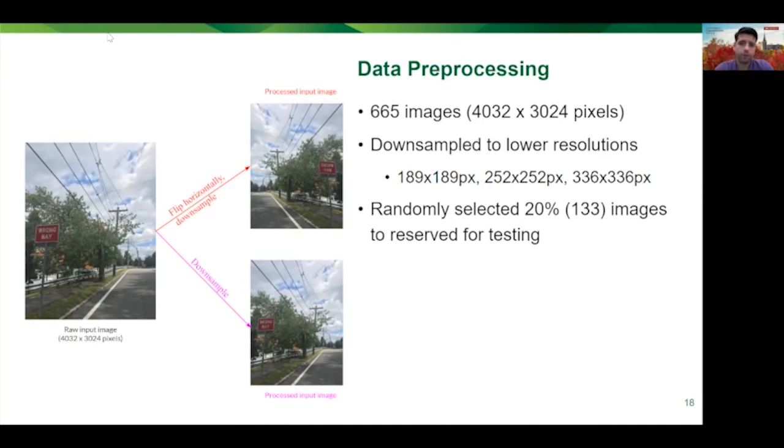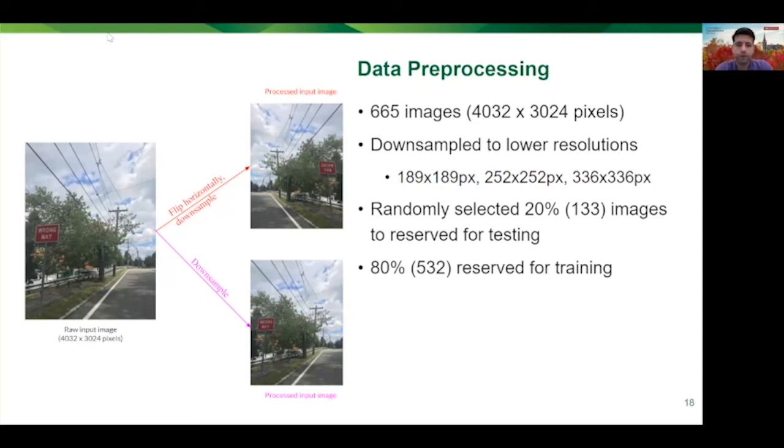From the total 665 images, we downsampled them to lower resolutions to speed up the computation process of the model. We used 3 resolution sets. And then we randomly selected 20%, which is equivalent to 133 images. Those were reserved purely for testing purposes, so the model is not biased during the training process.